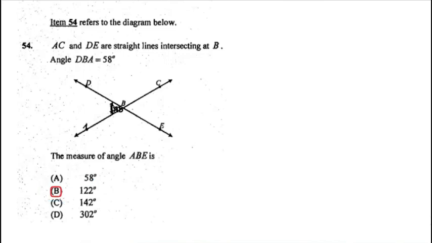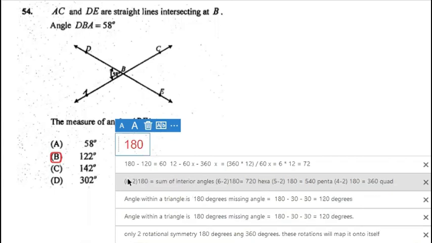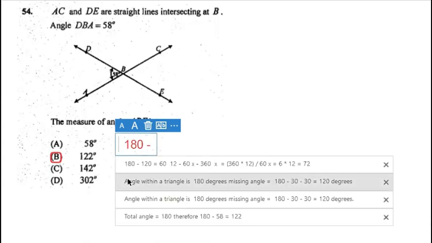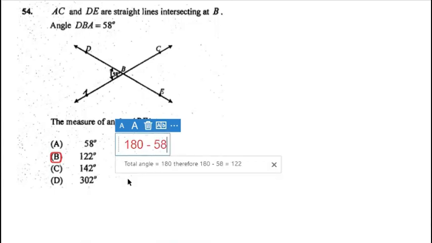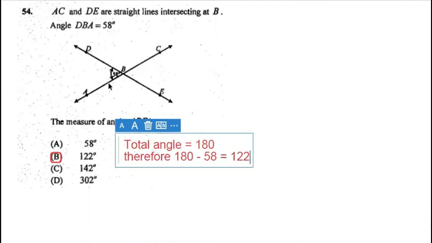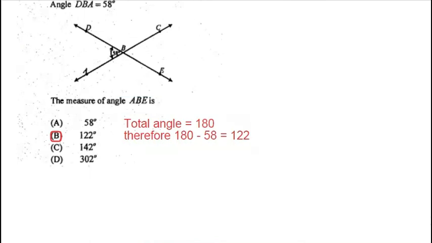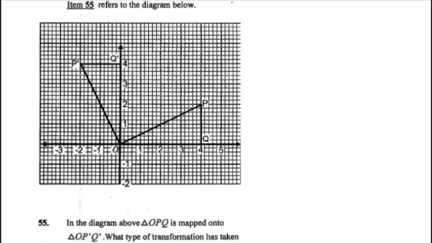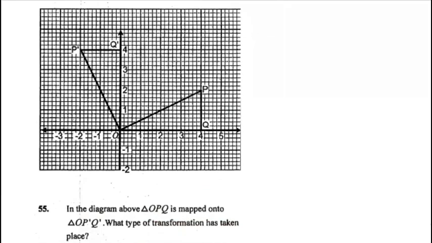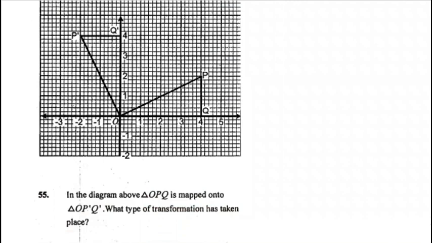So angle on a straight line dictates that it is equal to 180 degrees. So should we say 180 degrees minus 58, you will get 122, and this will be from the line DE. So if we're looking at the line DE, so we have 58 degrees here, so the remaining angle right here would be 122 degrees.